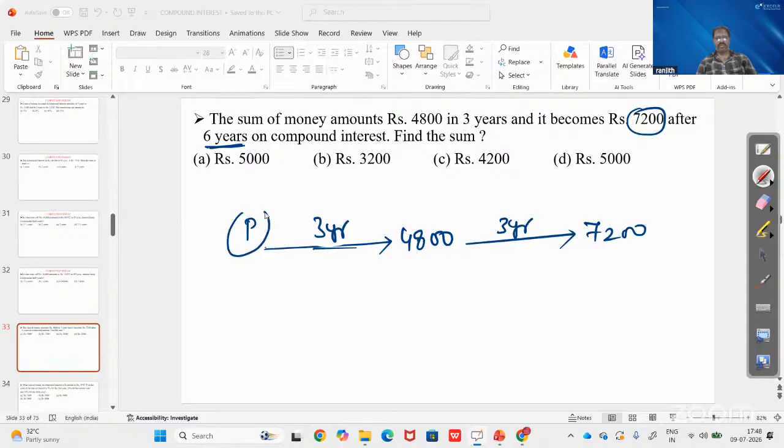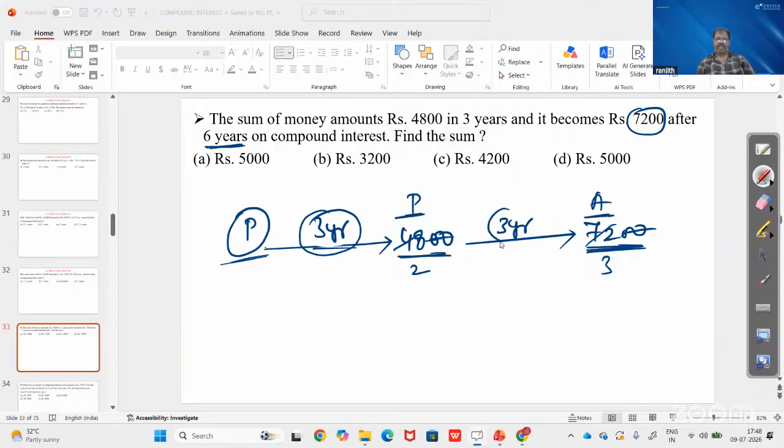Initially we don't know the principal. We need to find it out. So some principal after a time period of 3 years, the amount we are getting is 4800, next 3 years the amount will be equal to 7,200. So if I cancel these two values, the zeros are cancelled. 24 twos are 24, 24 threes are 72. So where principal equal to 2 parts, amount will be equal to 3 parts in 3 years. Here also the same ratio I am taking. Here principal is 2, here principal is 3.